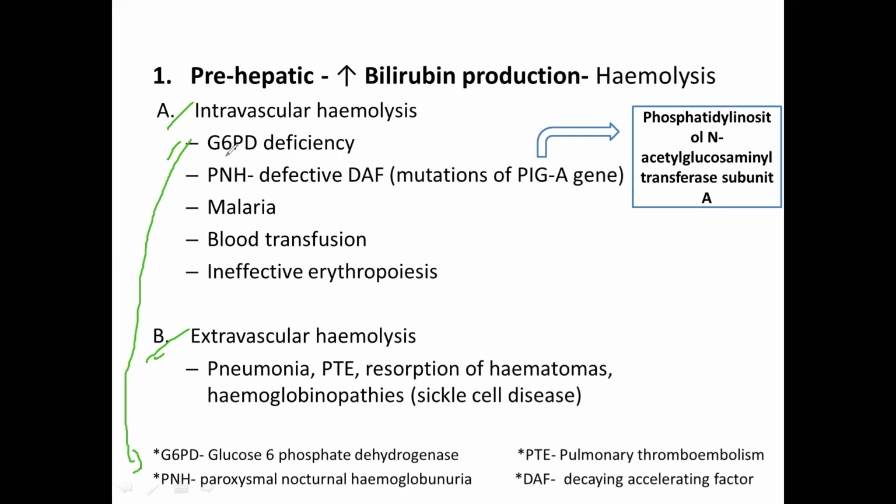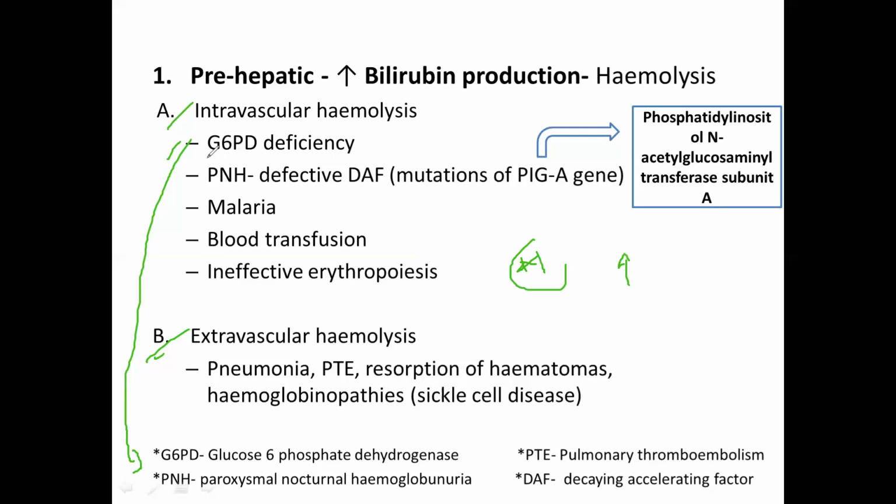So what is G6PD? It is glucose 6 phosphate dehydrogenase. Basically, this is an enzyme which has a role in supplying the reducing energy to the RBCs, and it prevents oxidative stress. So if oxidative stress is more in red blood cells, what will happen? They will undergo destruction, and if they undergo destruction, there will be more bilirubin production.